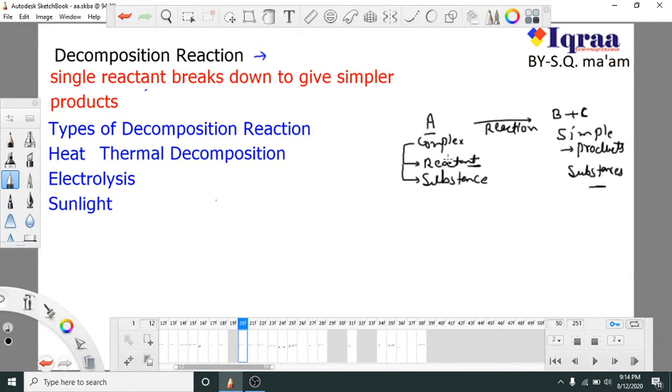So the reactant is always a single substance. Okay, it will always be a single substance, and the products can be 2, 3, 4, so many products, or the broken substance will change into 2, 3, 4 or many substances or products. Let's take an example.